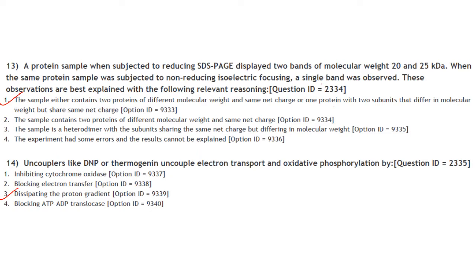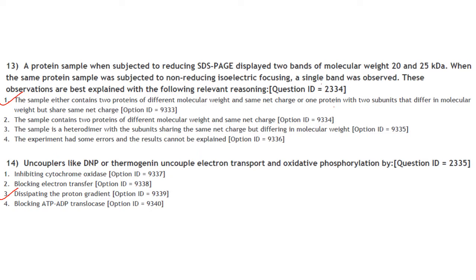In reducing SDS-PAGE, the disulfide bonds got broken and the two subunits got separated into 20 kDa and 25 kDa protein subunits. Okay. So it can be that, and they share the same net charge. Yes, that is why you got a single band. If they shared different net charge, then you would have got two different bands with isoelectric focusing. Okay. So first option is the right answer.